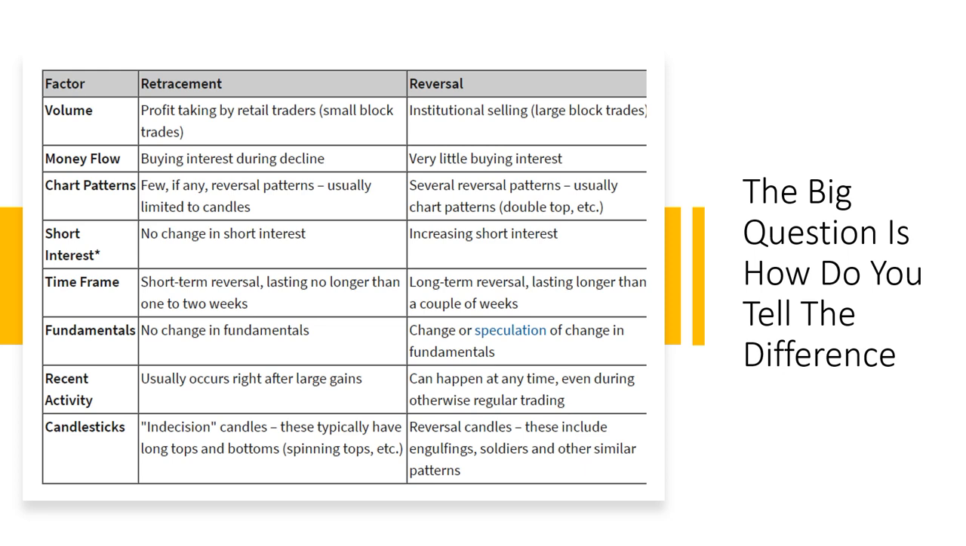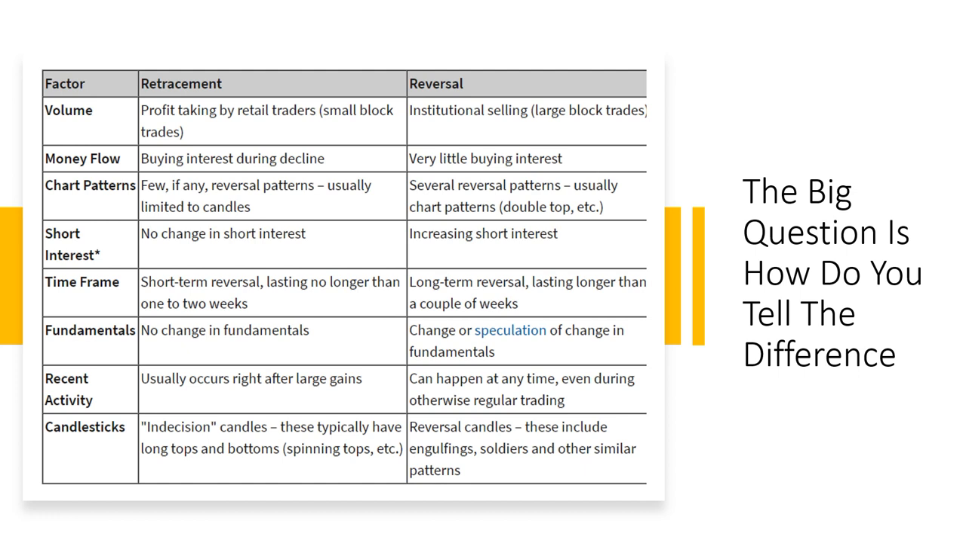In a retracement, there's really been no change in the fundamentals. Where in a reversal, we have some change or speculation in fundamental events that are coming up. Now, if we look at recent activity, a retracement usually occurs right after a large gain. In other words, price has pushed way up with a big gain, and then it's easing back down and retracing a little bit. A reversal can happen anytime during any regular trading.